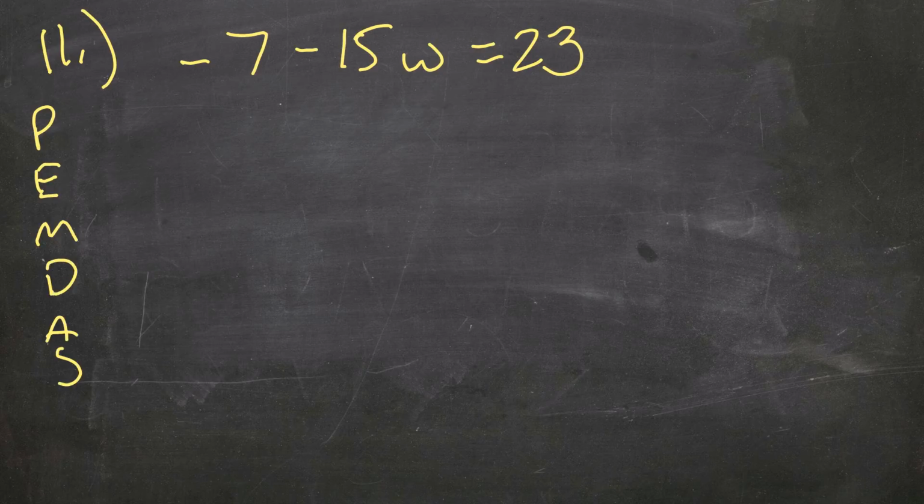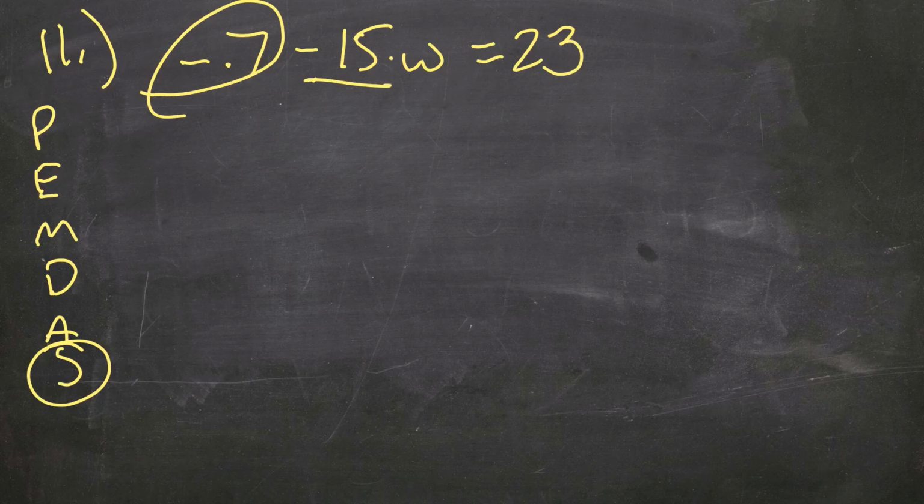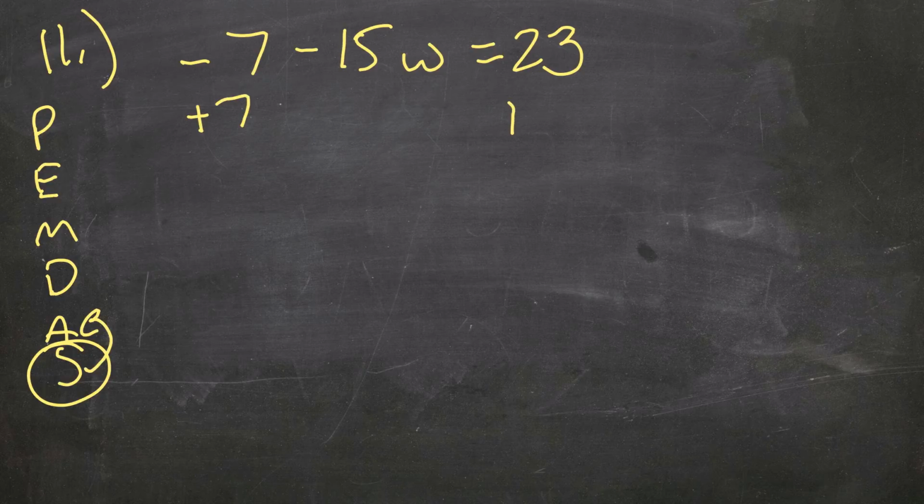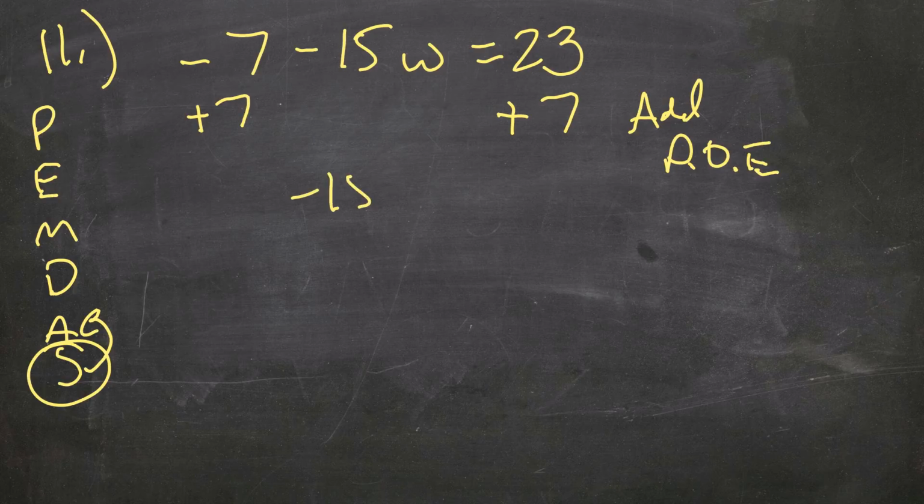PEMDAS, alright? Now, the subtraction is actually right there. That's the subtraction, the minus 7. Alright? It's not the minus 15, because that's minus 15 times w. That's actually multiplication. So when I get rid of subtraction by addition, using my addition property of equality, I actually add 7 to both sides first. So if you end up adding 15, you messed up. You get minus 15w equals 30.